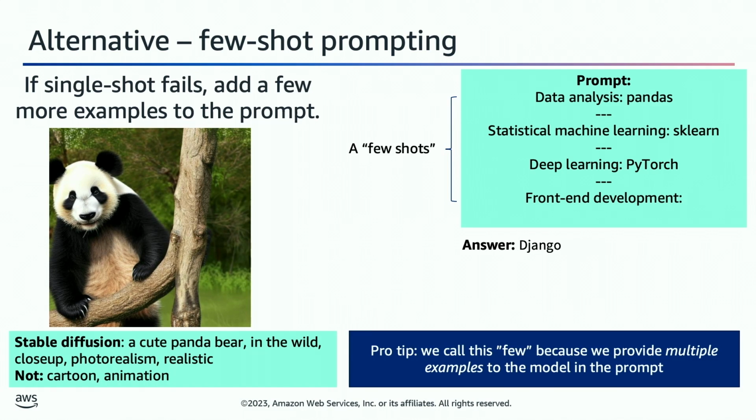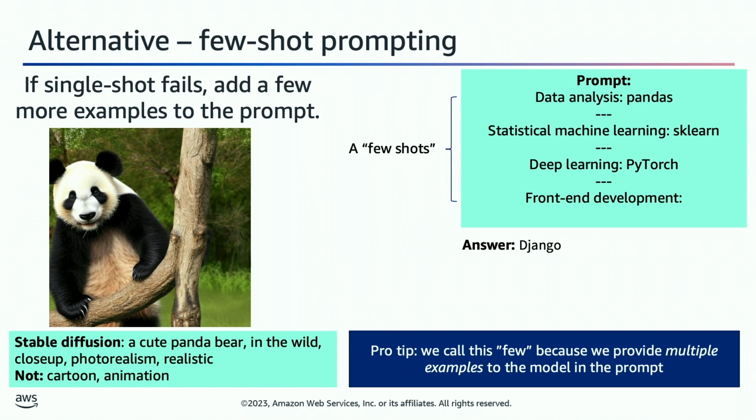So pandas is a Python package we can use for data analysis. sklearn is a Python package for statistical machine learning. PyTorch is the same thing for deep learning. And then Django is the same thing for front-end development. So this is what few-shot prompting looks like. It's where we include multiple examples in the prompt of the call and response, the input and the output that we are giving to the model. And then we hope that our model will learn from these prompts and answer in kind. So again, we call this few-shot prompting because we're adding multiple examples to that model.